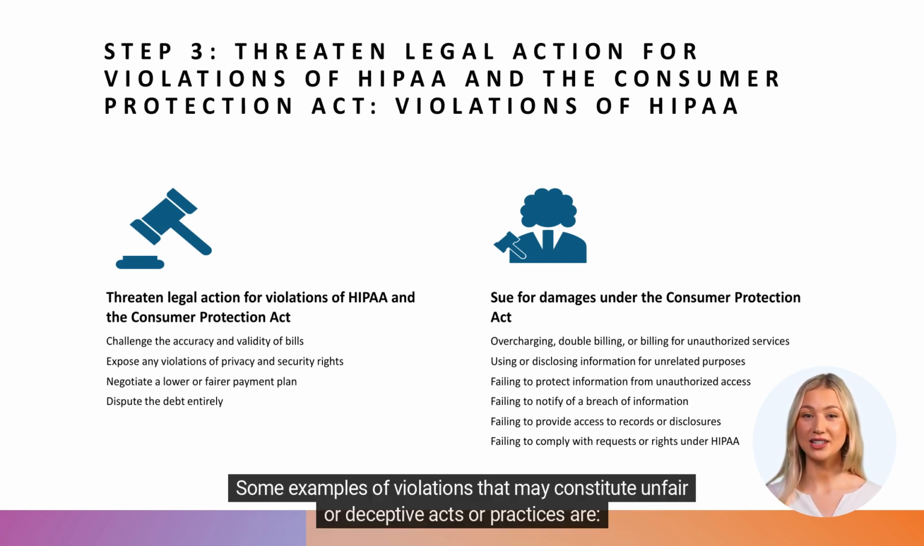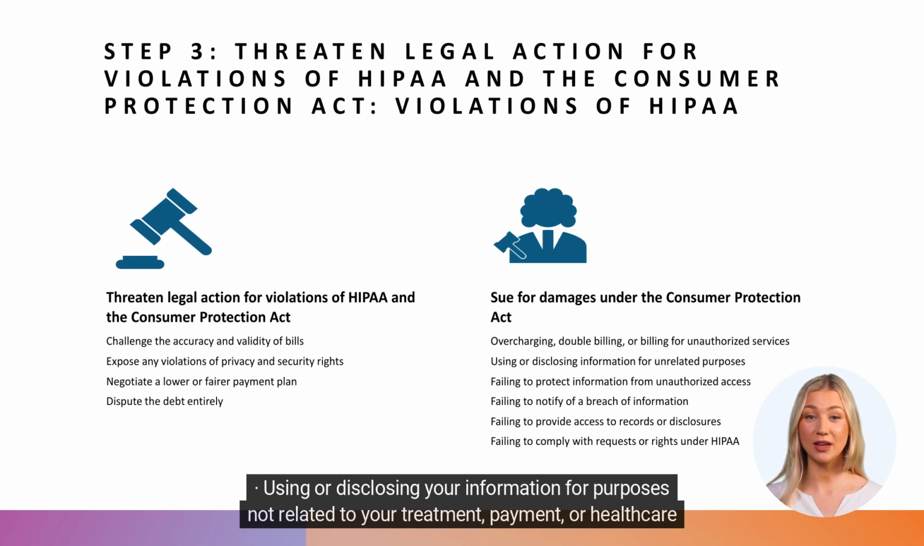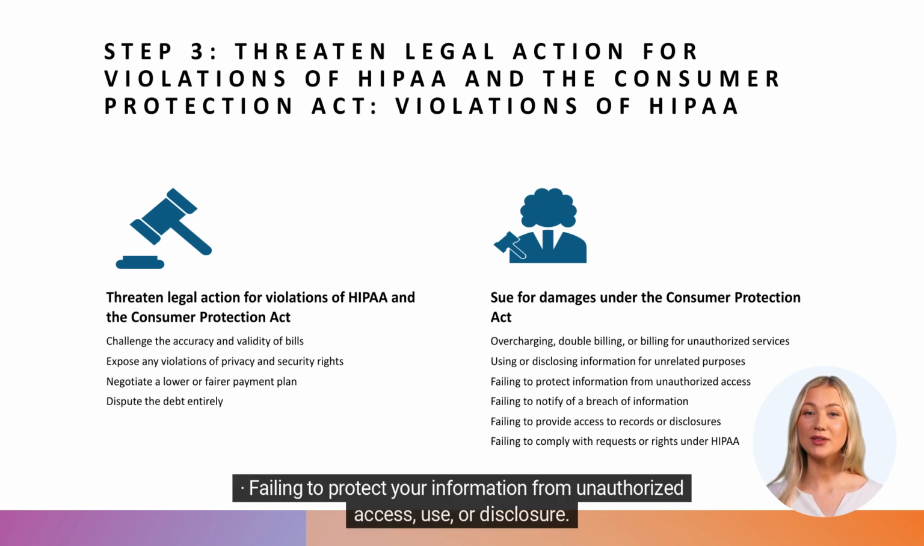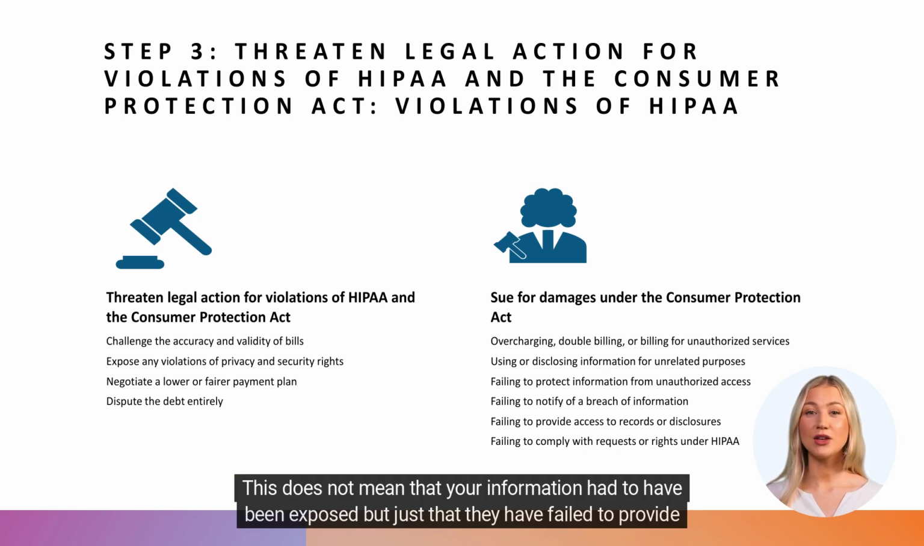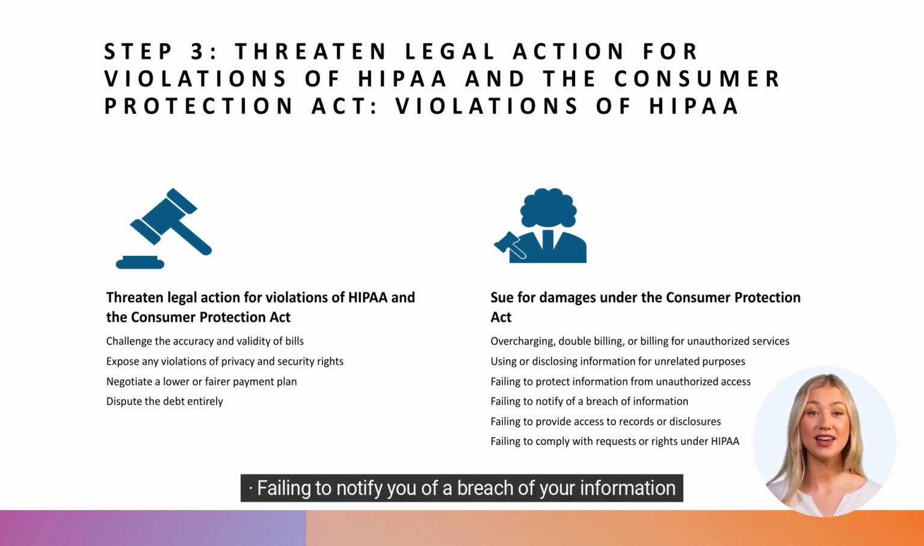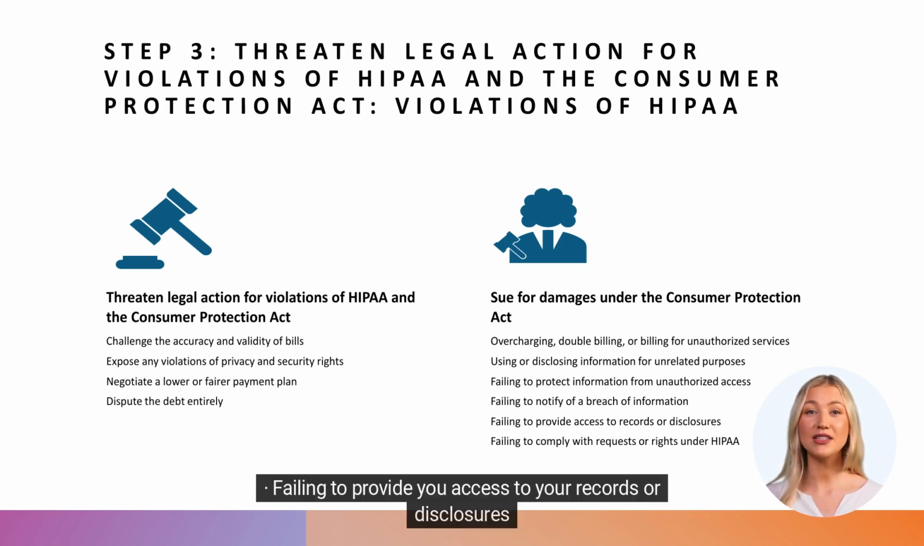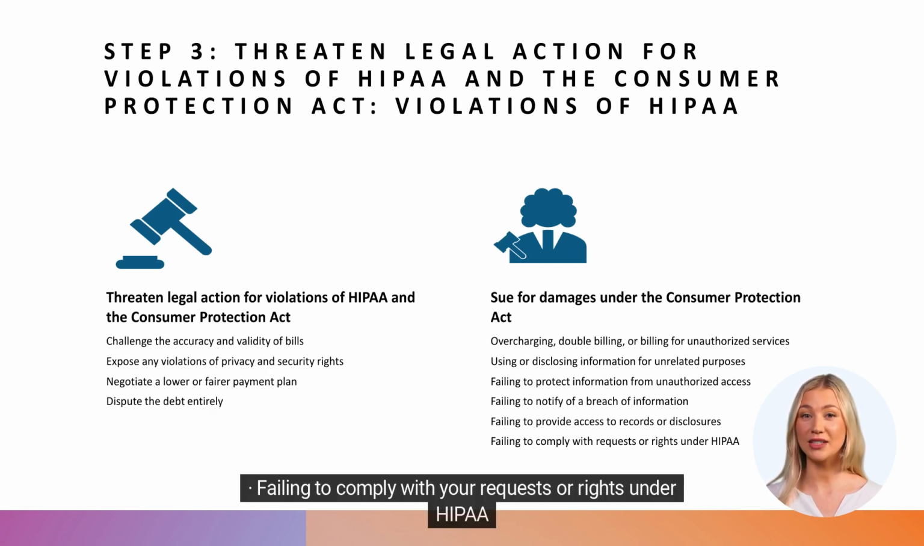Some examples of violations that may constitute unfair or deceptive acts or practices are overcharging, double billing, or billing for services not rendered or authorized; using or disclosing your information for purposes not related to your treatment, payment, or healthcare operations; failing to protect your information from unauthorized access, use, or disclosure. This does not mean that your information had to have been exposed, but just that they have failed to provide adequate protections per an industry-acceptable framework for security. Failing to notify you of a breach of your information. Failing to provide you access to your records or disclosures. Failing to comply with your requests or rights under HIPAA.